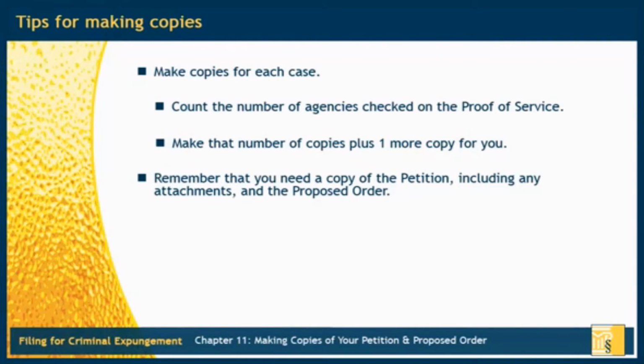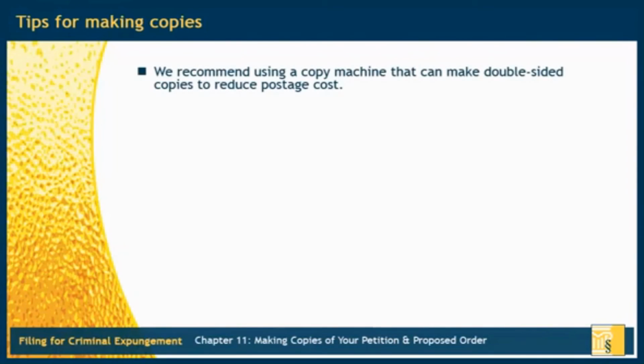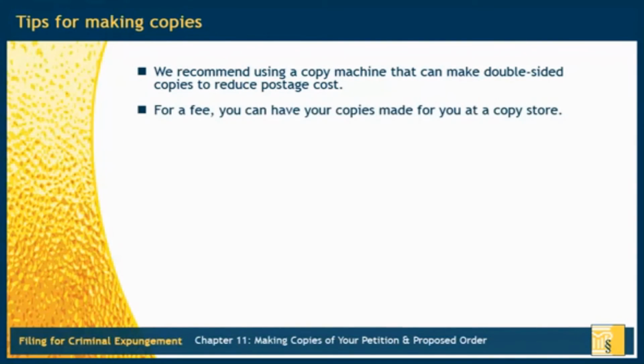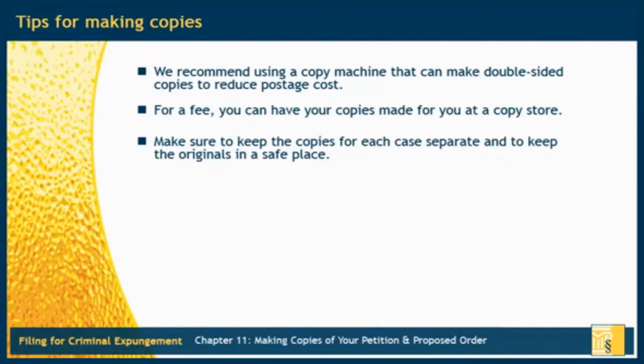Remember that you need a copy of the petition, including any attachments, and the proposed order. Do not make a copy of the proof of service form at this time. The easiest way to copy your paperwork is to use a copy machine that can make double-sided copies, which reduces how much you will need to spend on postage. For a fee, you can also give your originals to a copy shop and ask them to do the copying, sorting, and stapling for you. Make sure to keep the copies for each case separate and to keep the originals in a safe place. As explained, you will need to file the originals with the court later.